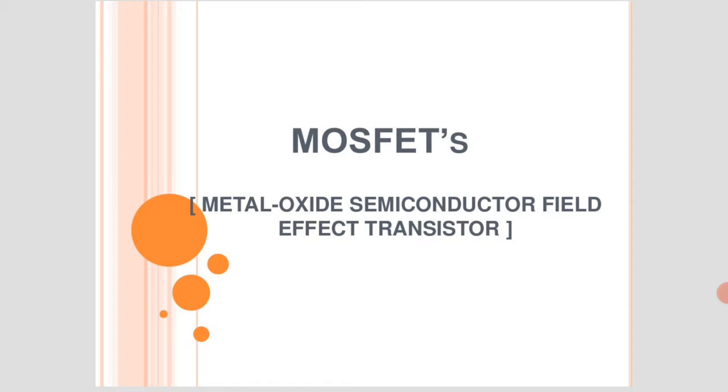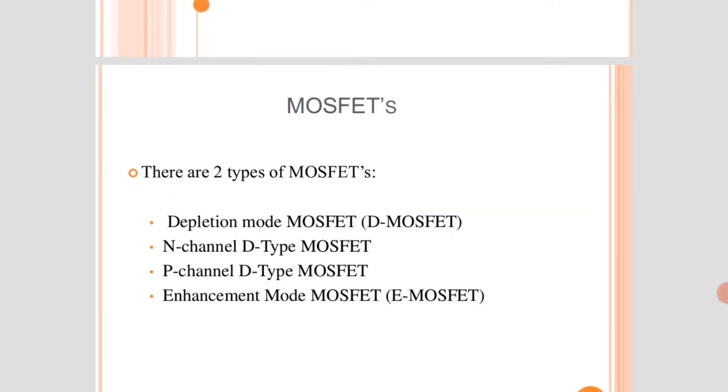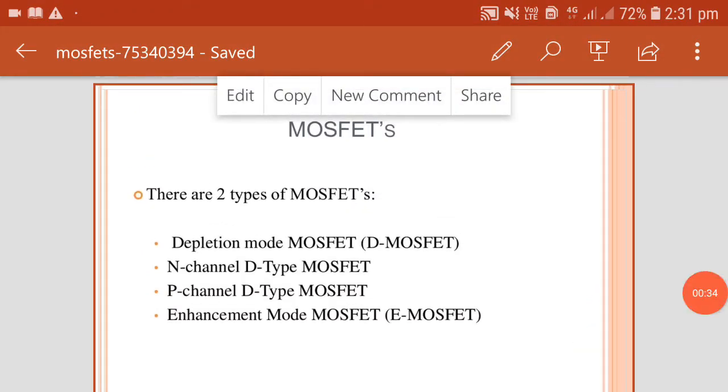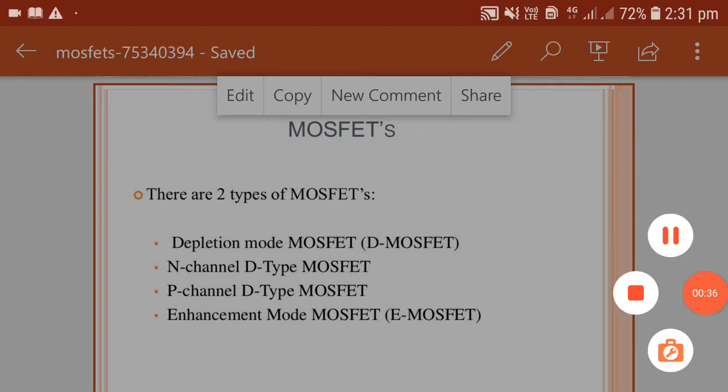Now we discuss a video lecture on the topic of MOSFET. MOSFET means metal oxide semiconductor field effect transistor. There are two types of MOSFET: depletion mode MOSFET, D MOSFET, which has N channel D type MOSFET and P channel D type MOSFET, and enhancement mode MOSFET. So we discuss the types of MOSFET one by one.